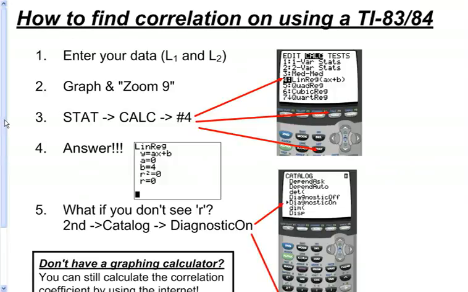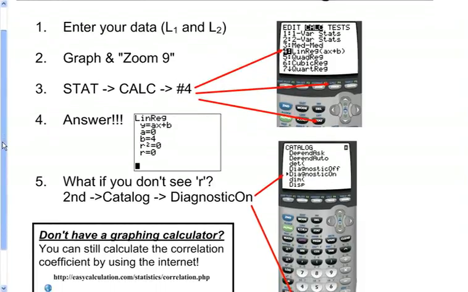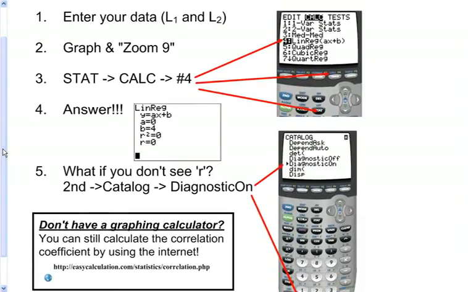I put together this little slide just to help you out. I do post this online. It's just a quick reference, but you could take a screenshot of this video if you'd like right now, or print this slide for future reference on how to do what we just did. We enter our data, we go Zoom 9 so we can see it. We go stat, calc, number 4, which is LinReg. If you don't see this R and R squared in here, then remember you've got to go to your catalog and turn your diagnostic on.